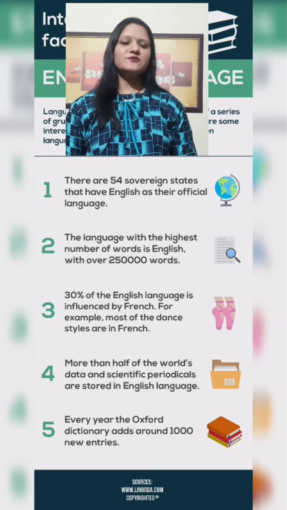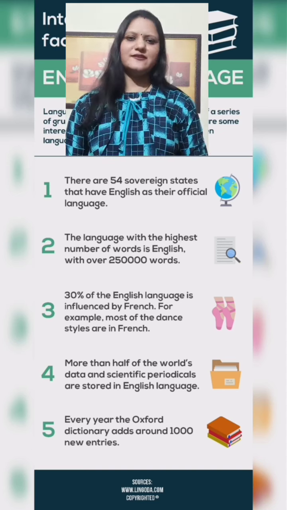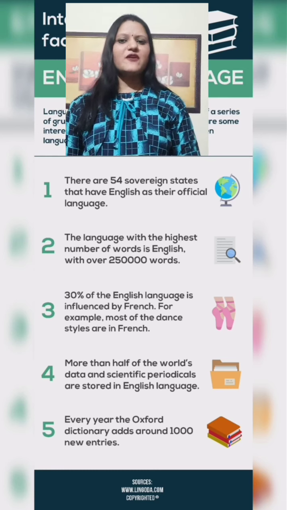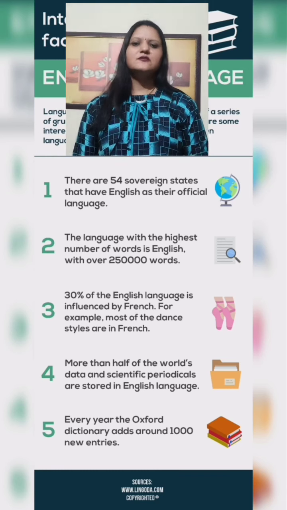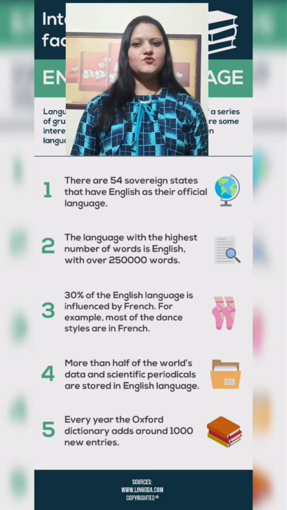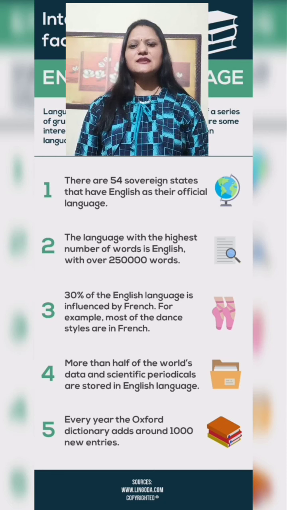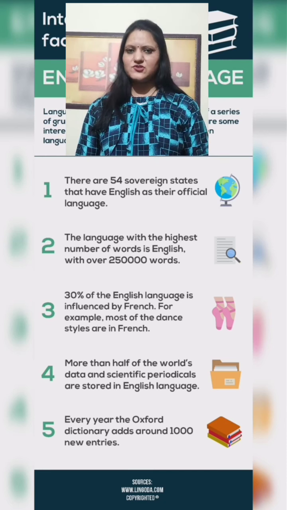So, most of the dance forms have French names, for example can-can, gavotte, allemande, forlane, galop and passepied. Every year, the Oxford Dictionary adds around 1,000 new entries, new words. More than half of the world's data and scientific periodicals are stored in the English language.